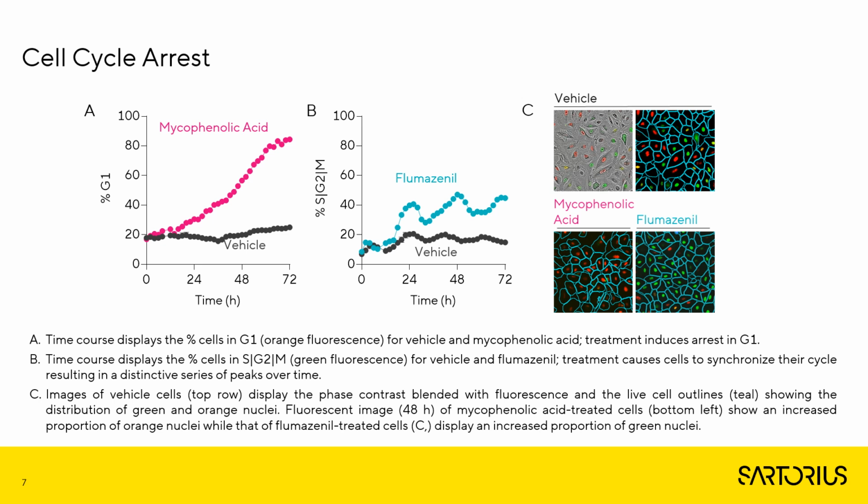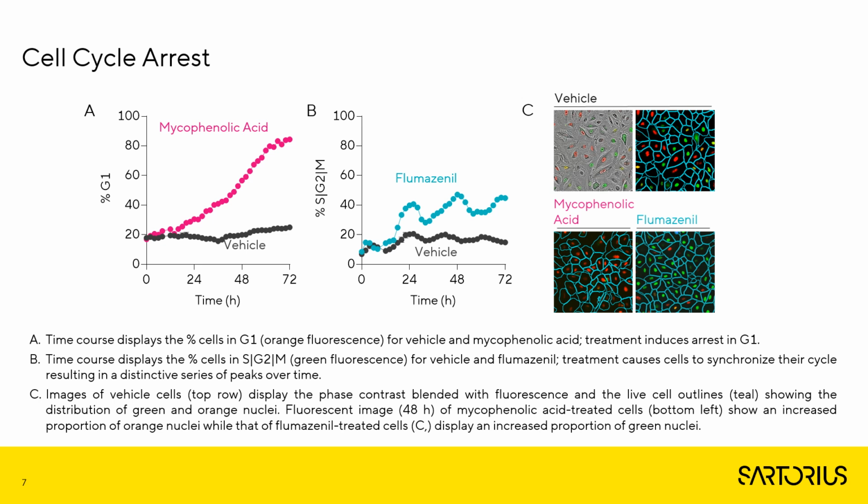So we also looked at the compound effect on cell cycle progression. In order to examine this, we used cells that are expressing the InKSight cell cycle reporter. The live cell population was classified according to orange and green fluorescence intensity, and this allows us to identify cells that are in the G1 phase of the cycle or in SG2M respectively.